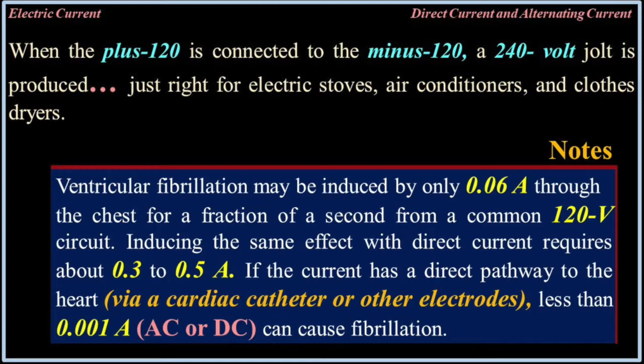Ventricular fibrillation may be induced by only 0.06 amps through the chest for a fraction of a second from a common 120 volt circuit. Inducing the same effect with direct current requires about 0.3 to 0.5 amps. If the current has a direct pathway to the heart via a cardiac catheter or other electrode, less than 0.001 amps can cause fibrillation.